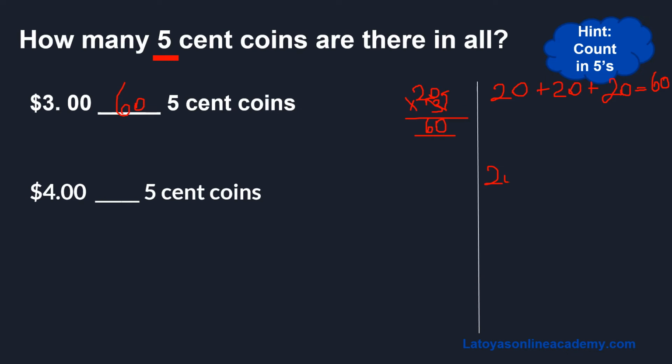I can either add 20 four times. I can say 20 plus 20 plus 20 plus 20, and I am going to get 2, 4, 6, 8. See what I did there? I'm going to get 80. Or I can simply multiply 20. Instead of adding repeatedly, I can simply multiply 20 by how much? 4.